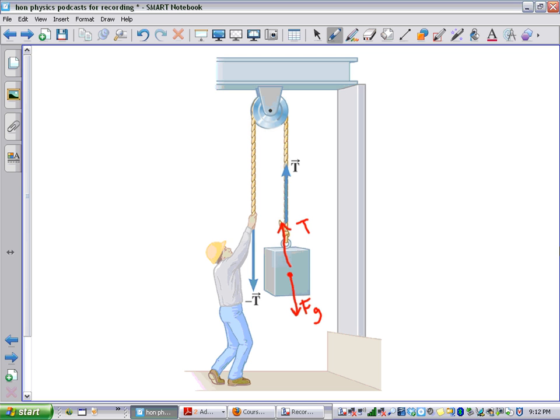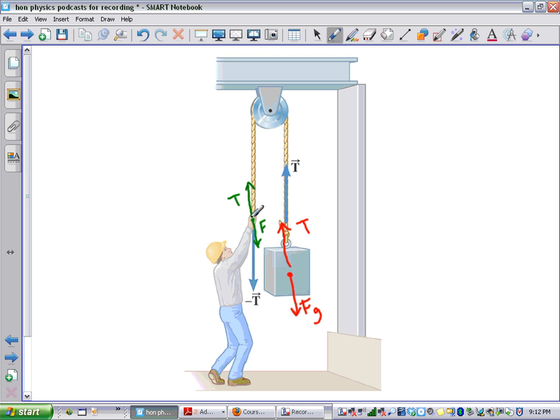If we consider the forces on the man's hand, the man is pulling with a certain force, and there's tension in the rope.